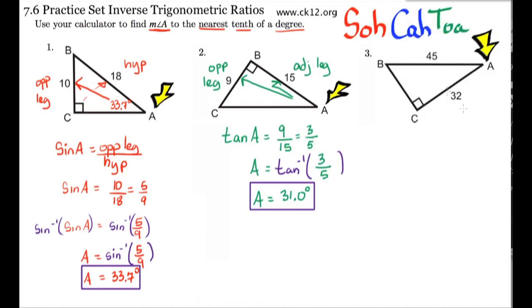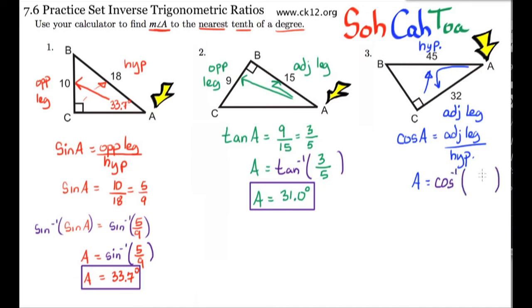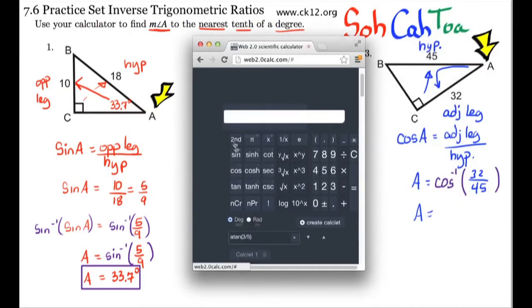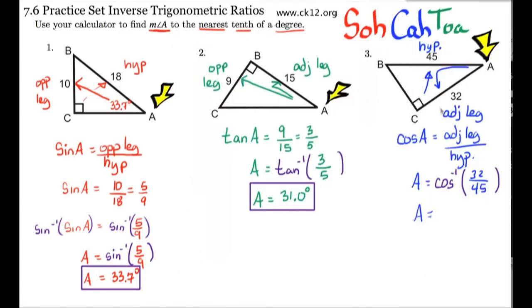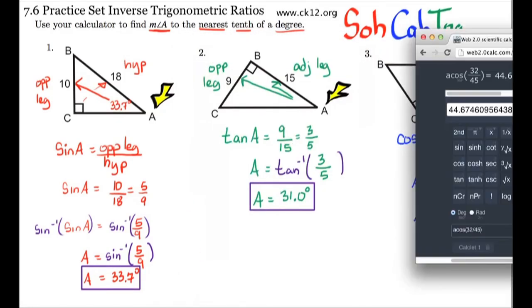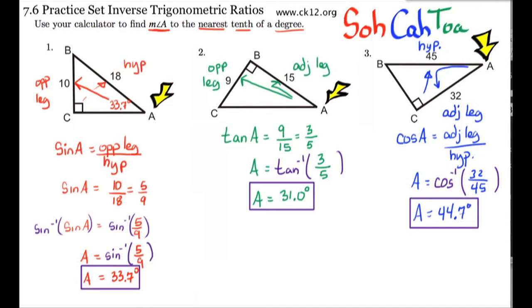Number 3, angle A, I've got the adjacent leg is 32 and the hypotenuse is 45, so this time I'm going to use cosine. Whenever we're looking for an angle, we have to use the inverse of the trig function. If we are looking for the side and we're given an angle, we just use the regular sine, cosine, or tangent. We don't use the inverse. So this time I get 44.7 degrees for angle A.